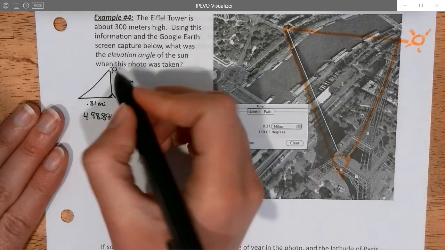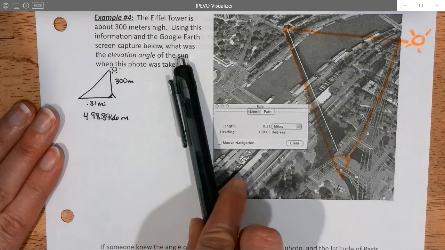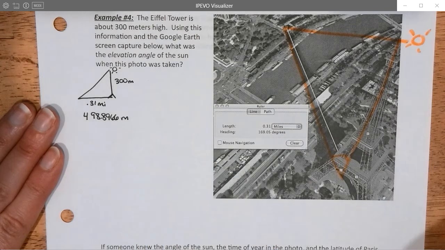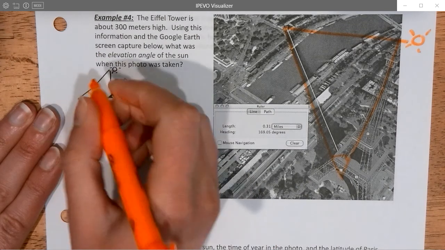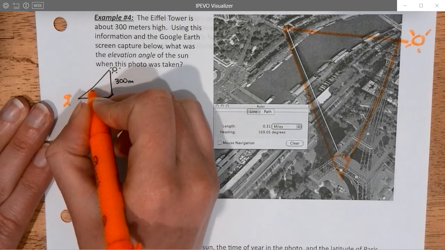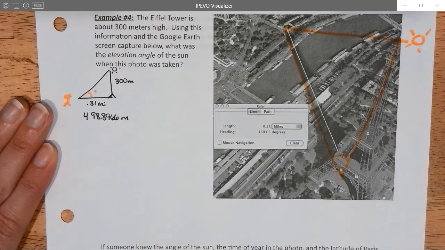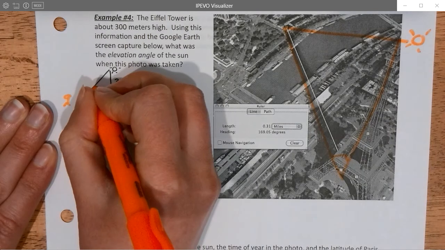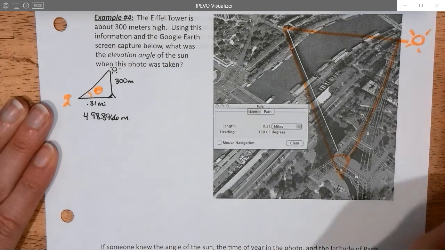Okay, so now what we're looking for is the angle of elevation of the sun. And that actually is going to be this angle down here. The angle of elevation for the sun would be the angle that an observer looked up and saw how high the sun was. So this is our angle of elevation that we're looking for. Okay, so let's call that theta. And that's the angle I'm trying to find if I'm looking for the angle of elevation of the sun.